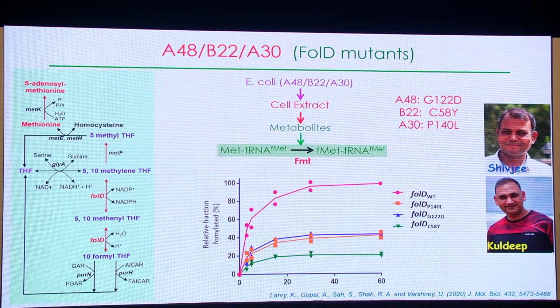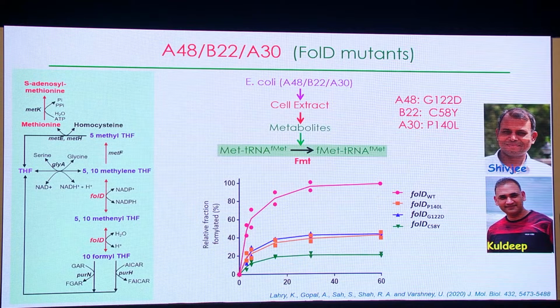Now, another connection to this one carbon metabolism came from these 3 suppressors here, where there was a mutation in folate dehydrogenase. Now, if you look at the one carbon metabolism, folate dehydrogenase is a bifunctional enzyme.